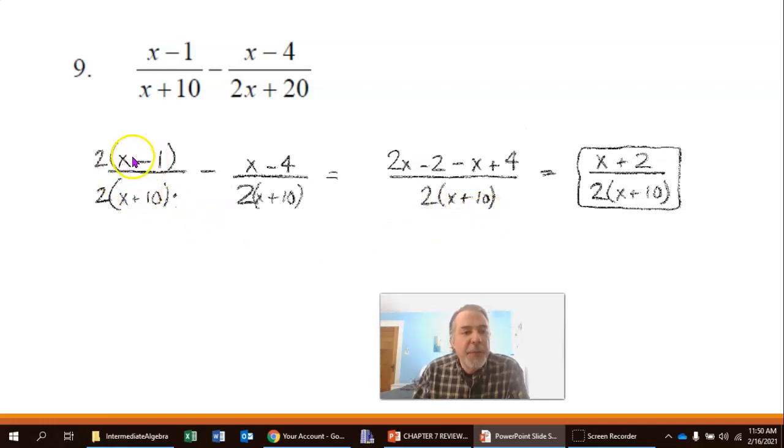And the numerator is made up of this numerator minus this numerator, 2x minus 2. And then we are subtracting x, and we are subtracting negative 4. And when you subtract a minus, that's the same as adding a plus. So combining like terms up there, the 2x minus the x is x, and the minus 2 minus a minus 4 is plus 2. So for the final answer, we get x plus 2 over 2 times x plus 10.